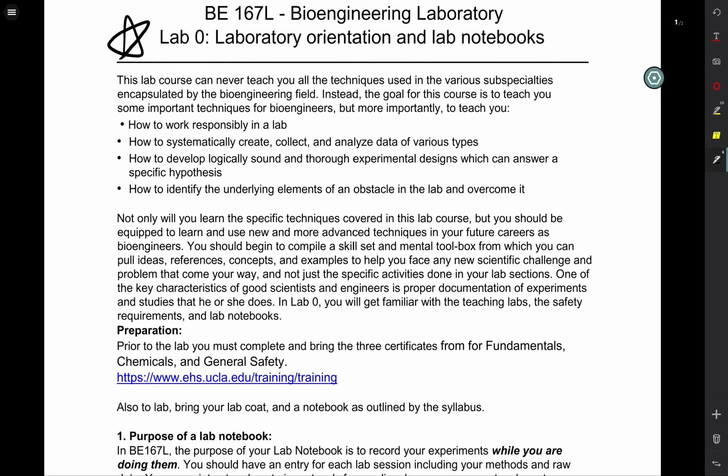In Lab 0, your TA will introduce you to the teaching labs and provide your site-specific safety orientation, split you into groups, assign drawers, and go over lab notebook guidelines.